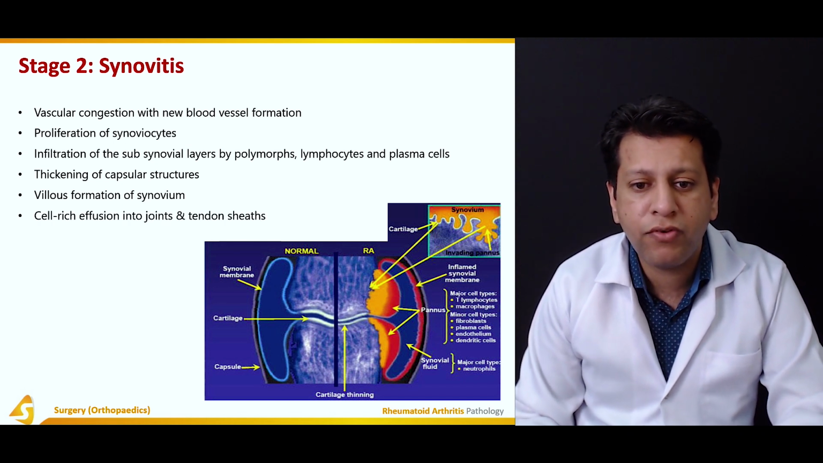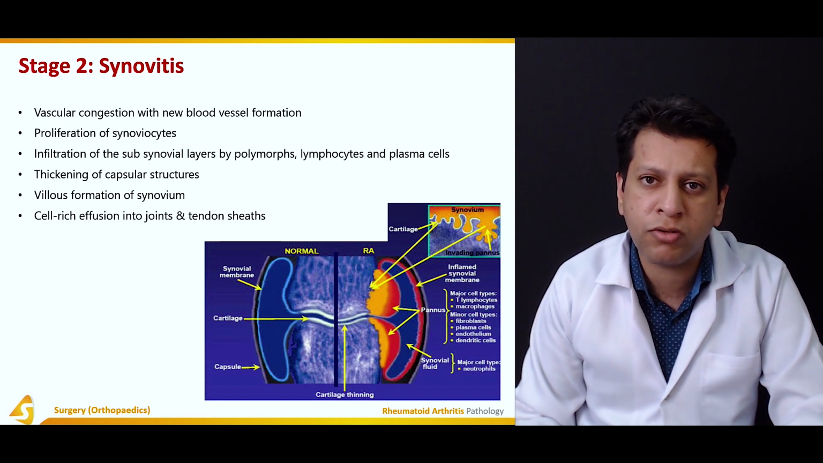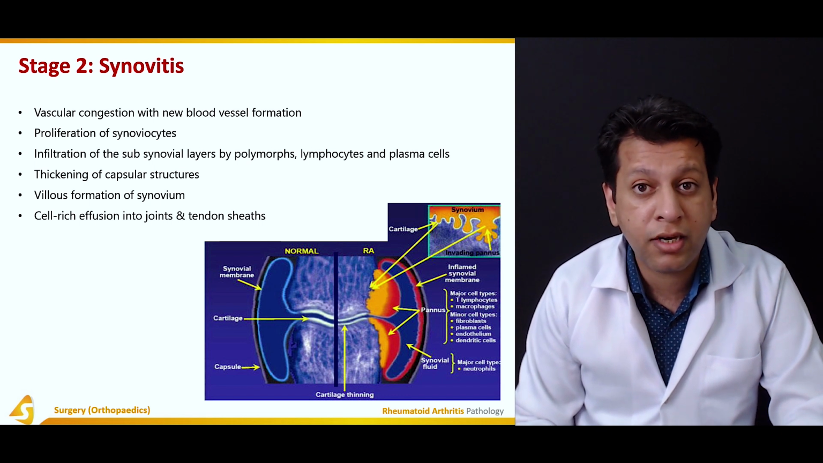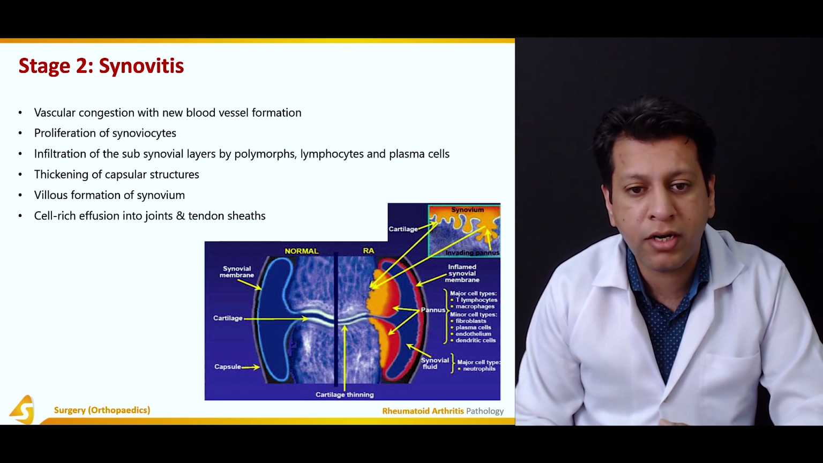Now this cell-rich effusion goes into the joints and tendon sheaths, and from the joints it spreads to the nearby ligaments and tendons which are crossing the joint, resulting in thickening of the ligaments and tendon sheaths, leading to full-blown synovitis.